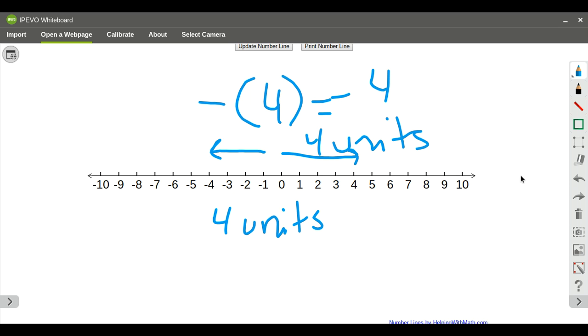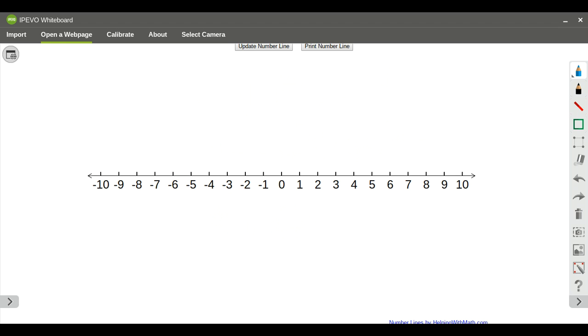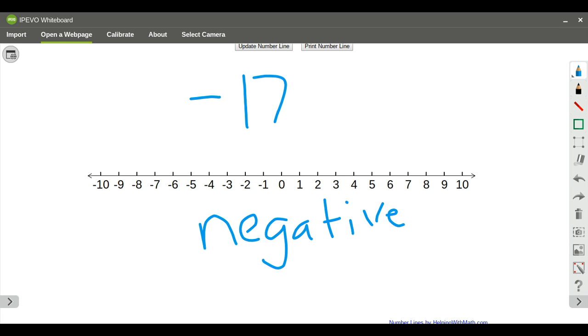Okay. All right. Number 2 says, how do you read this value? How I would say this value is, I would not say subtract 17. I read it as negative 17. So this value is read as negative 17.